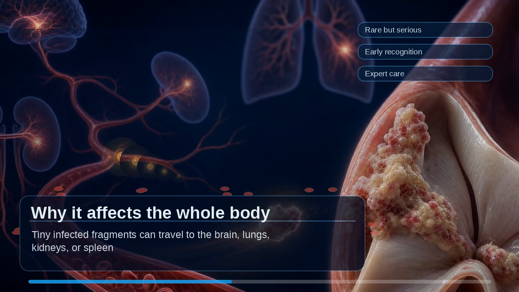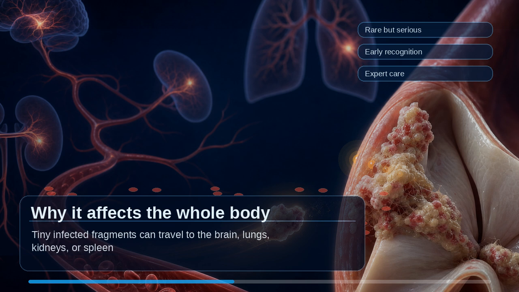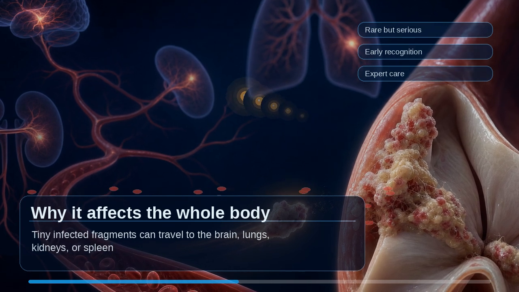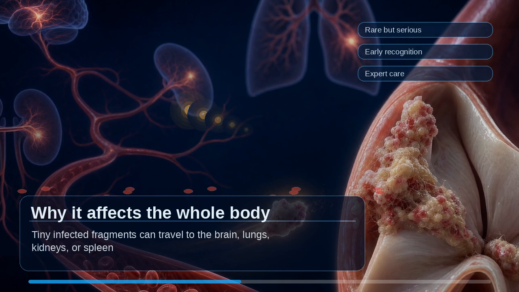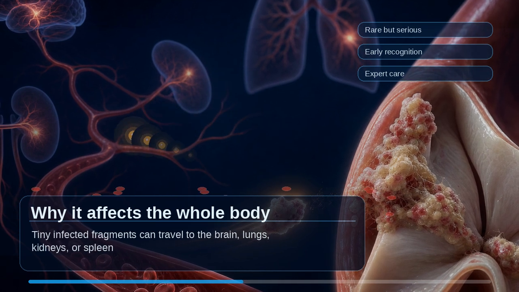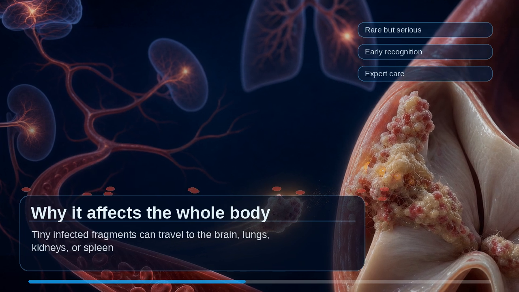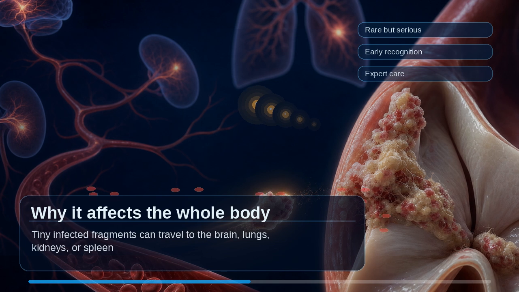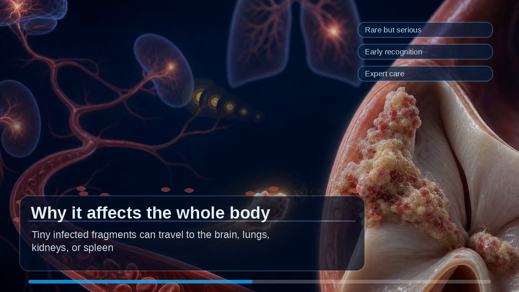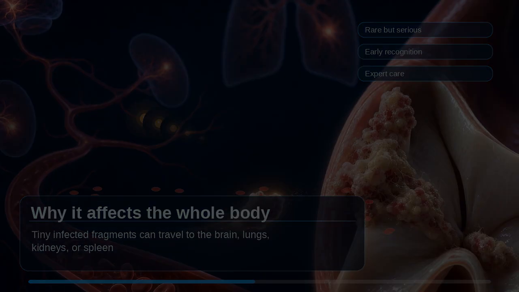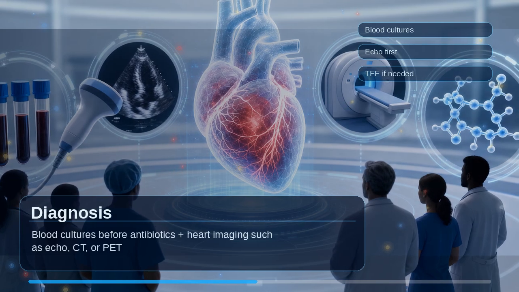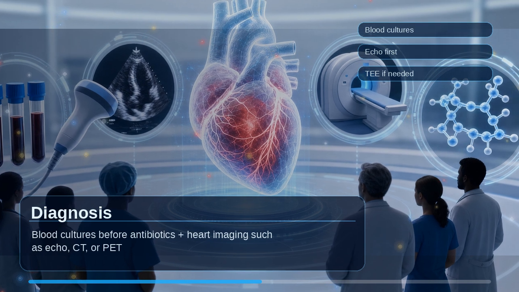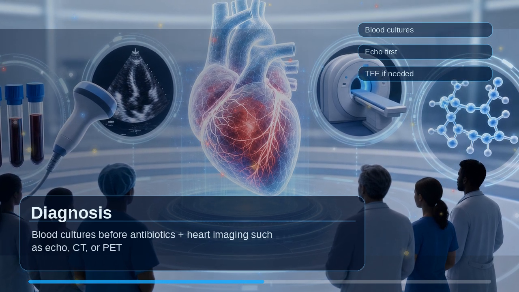The ESC guideline recommends transthoracic echo as the first test in suspected endocarditis, and transesophageal echo when the first test is negative but suspicion remains high, when a prosthetic valve is present, or before selected patients switch from intravenous to oral therapy. CT, PET scans, white blood cell scans, brain imaging, or whole-body imaging may be used when complications or prosthetic material are involved.